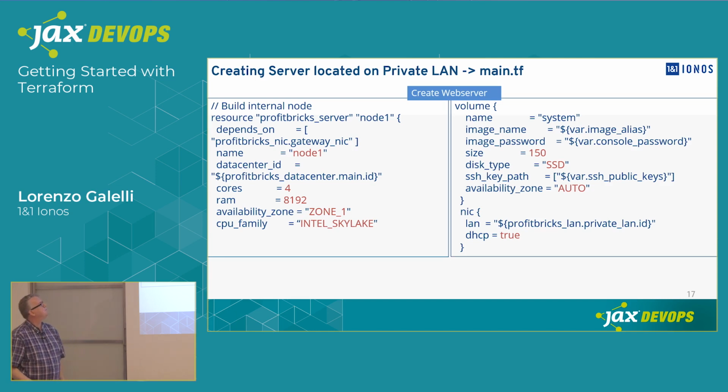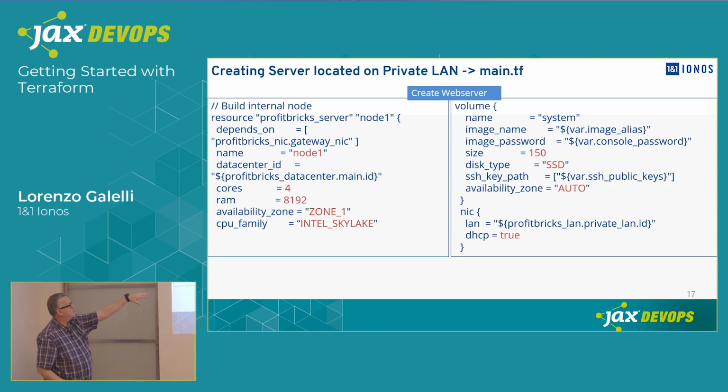So here this web server is called node 1, 4 cores, 8 gigs of RAM. We're going to zone 1, and for this CPU we're using Intel for the system. We're also going to create a volume, again using the CentOS image based on the image alias, and also the password we're using for the configuration. And there also you have the size in relation to disk size, disk type, and availability zones as well.